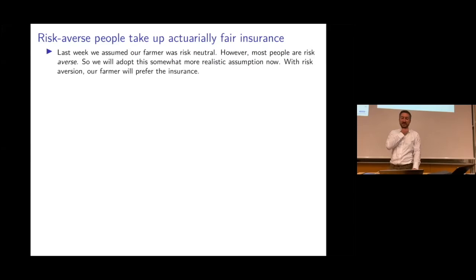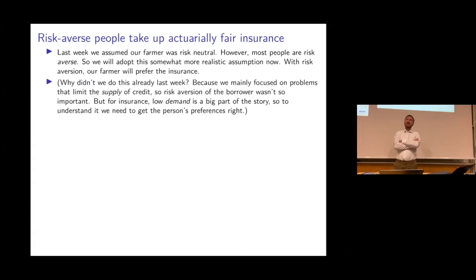As a brief side note, why didn't we already do that last week? Why did we think about a risk neutral farmer last week? The answer is that for credit, we were mainly interested in the supply side. We were interested in why companies might not want to offer credit products: moral hazard, adverse selection, and so on. And so there, the farmer's characteristics don't matter all that much. For insurance, demand is a big part of the story. The fact that insurance demand is low is the big puzzle, or one of the big puzzles, that we want to explain. And so for that, we need to understand the preferences that dictate whether or not the person buys insurance. And so risk aversion is a better assumption to make.